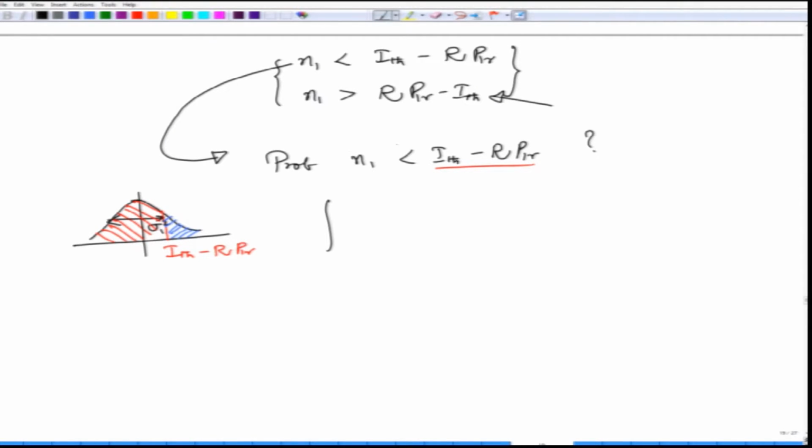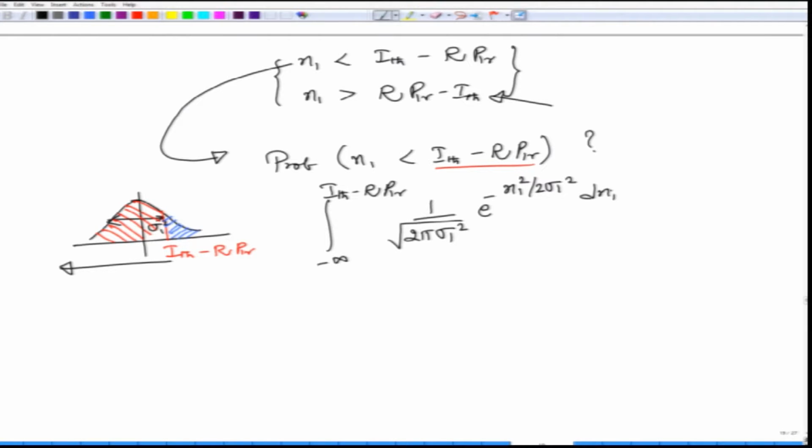So, the area in the blue lines is actually 1 minus the area of this. If you want to find the probability of this event itself, that is when the noise is less than this one, well, you can do that, but this time you have to integrate from minus infinity all the way to this I_TH minus R P1R. So, integrate minus infinity to I_TH minus R P1R, the function will be 1 by root of 2 pi sigma 1 square, it is not sigma 0 square, and then you have e to the power minus n1 square divided by 2 sigma 1 square dn1, okay.